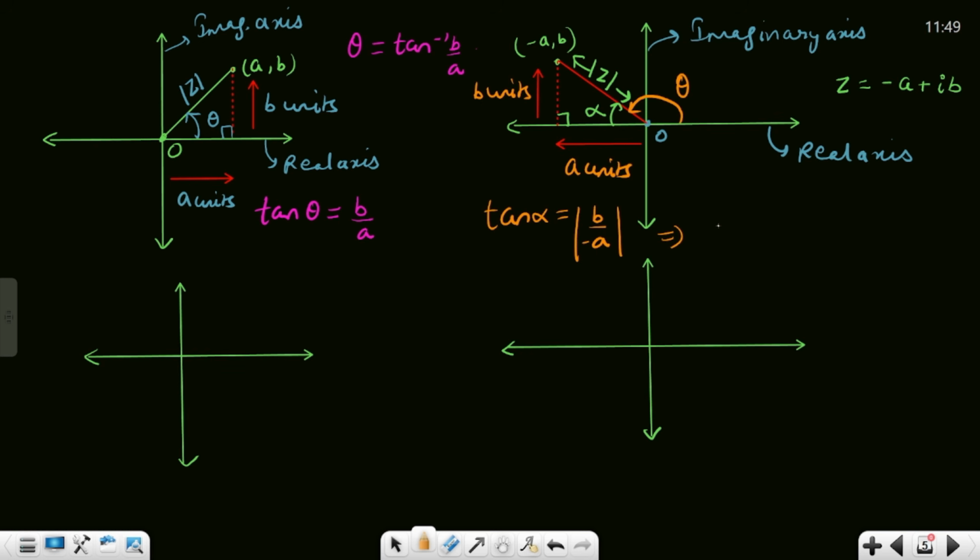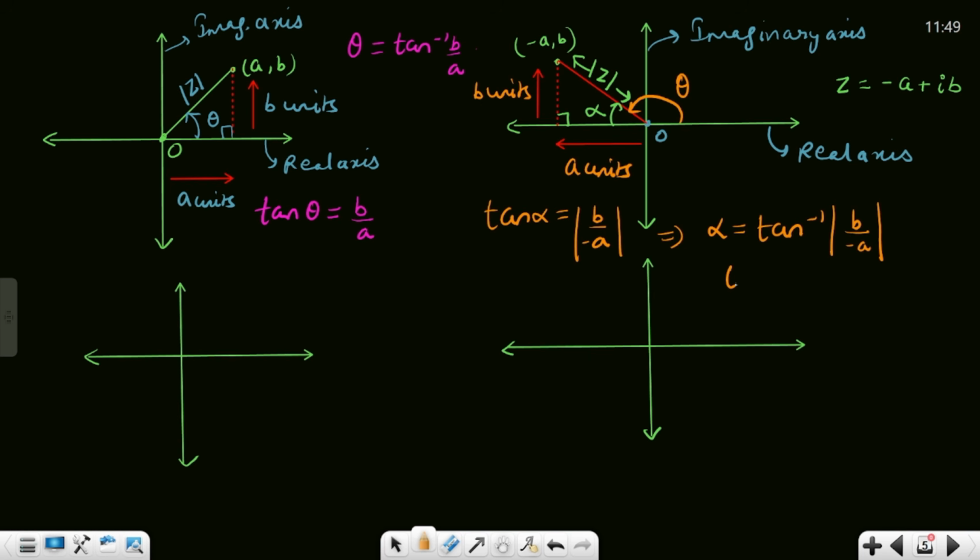We can conclude that alpha is tan inverse under modulus b upon minus a. Means same thing, no? B upon minus a modulus, or we can write b upon a, same thing. So alpha we got is tan inverse under modulus b upon minus a.